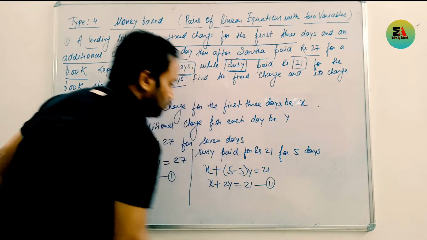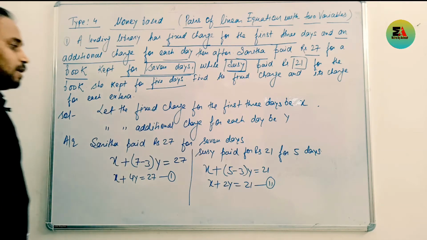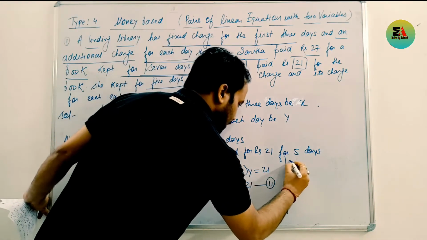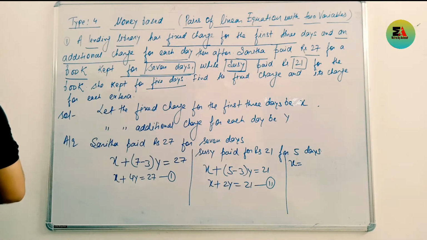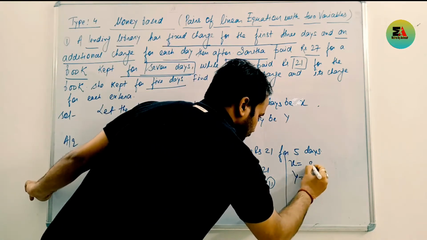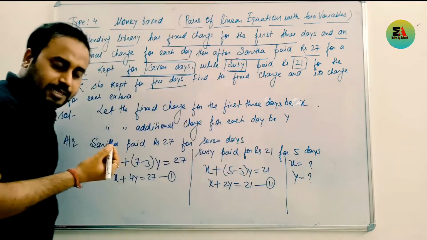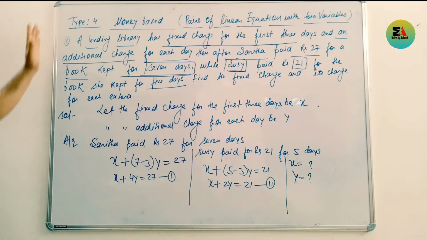This is our equation 2. As we know how to solve the equations, after solving you get the value of X and the value of Y. X will be your fixed charge and Y will be your extra charge. I hope this one is clear to you.